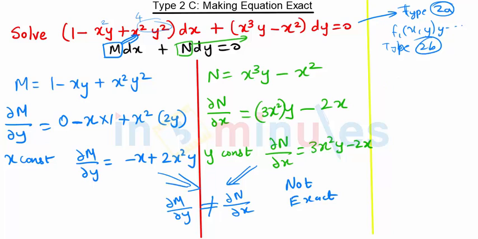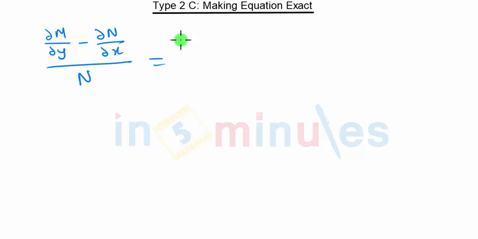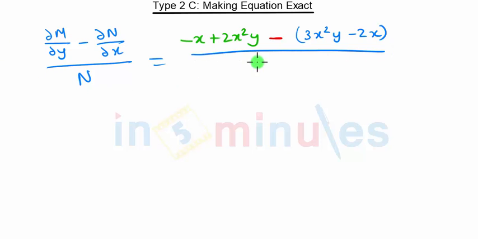So in type 2c, first we are going to check the partial derivative of n with respect to y minus partial derivative of n with respect to x, upon n. So what is partial derivative of m? We just found out it as minus x plus 2x square y, and this minus sign. And what is partial derivative of n? Partial derivative of n we just found out as 3x square y minus 2x, upon what is n? N from the equation is x cube y minus x square.